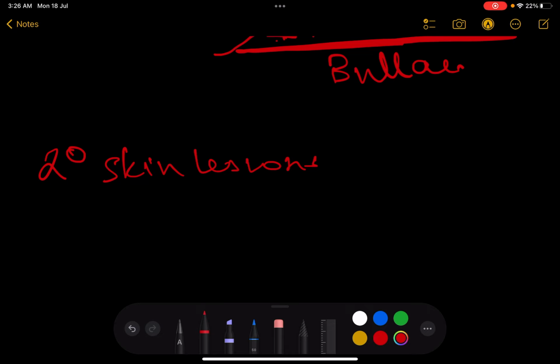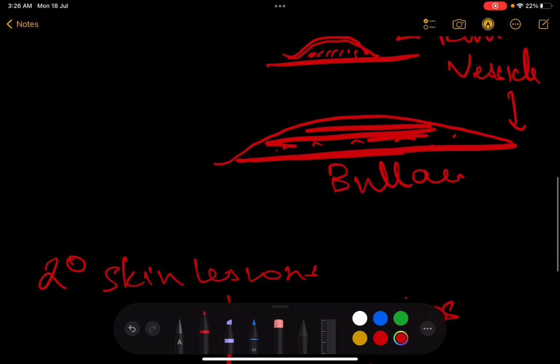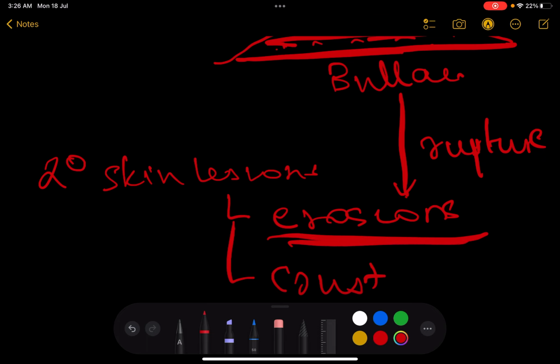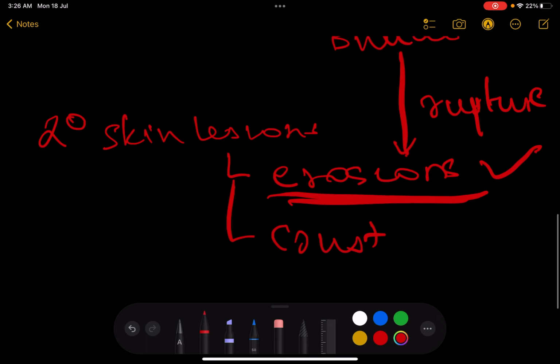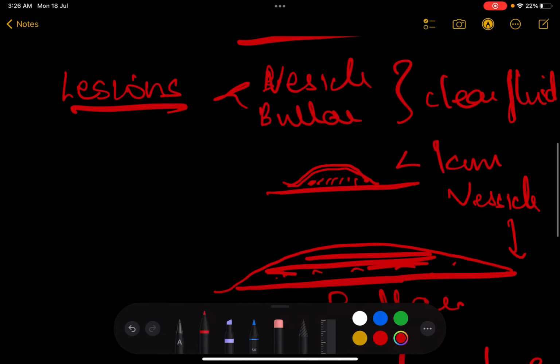And that is basically erosions. One is erosions and the other is crust. So when you see erosions, let's say one of these bullae ruptures, the skin is exposed, you can see the lower parts of the epidermis, and that is why we call it erosions. These erosions on the surface would have serum, in this case clear fluid. When they dry up they form crust. So this is how the lesions are seen in pemphigus.